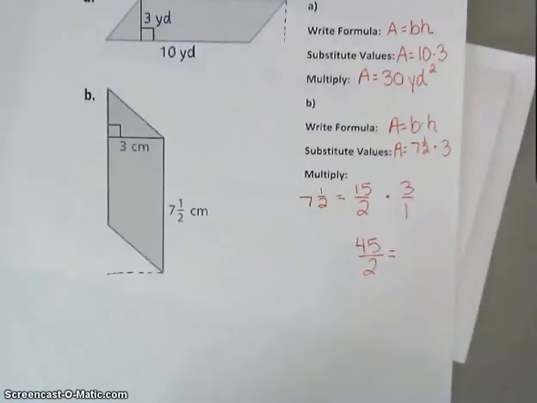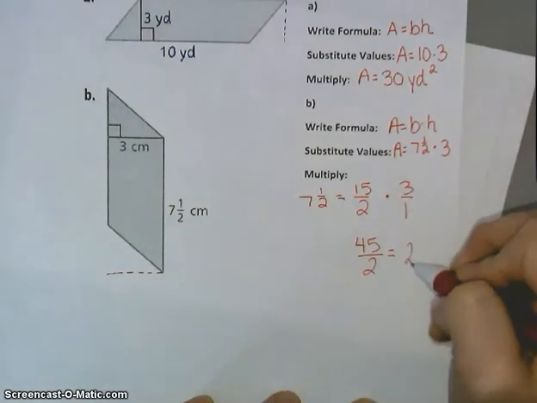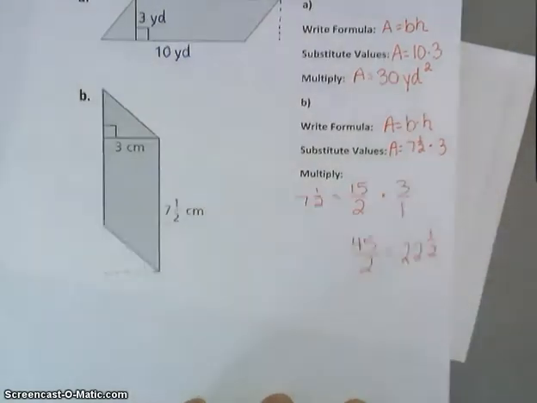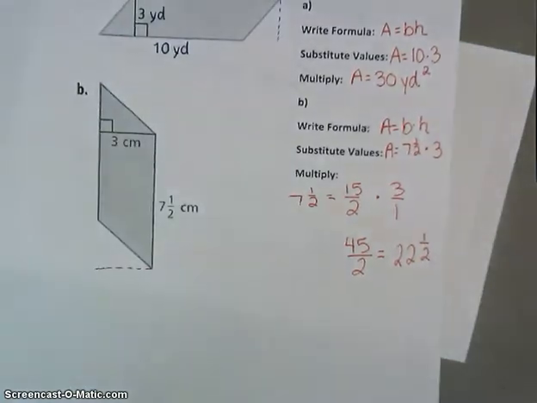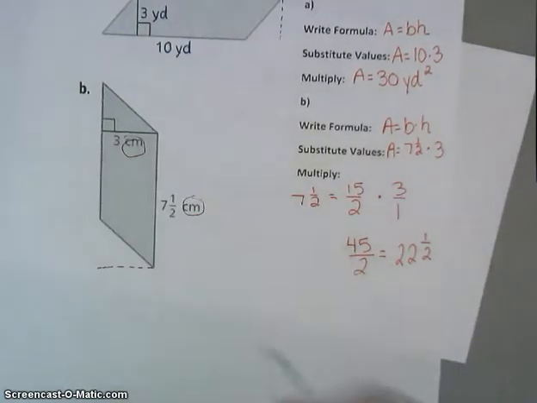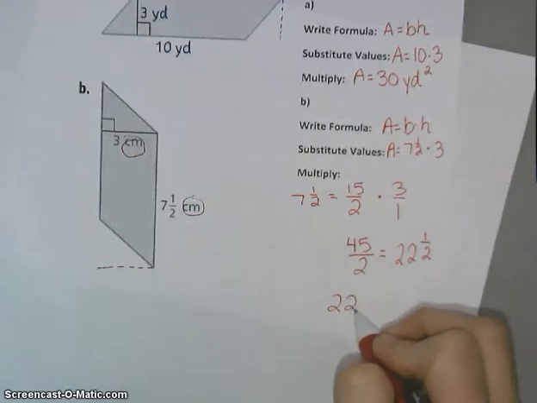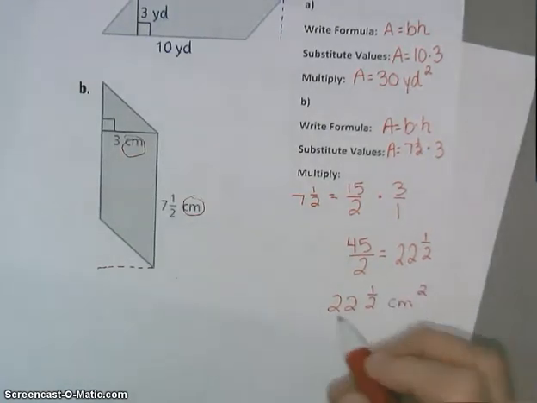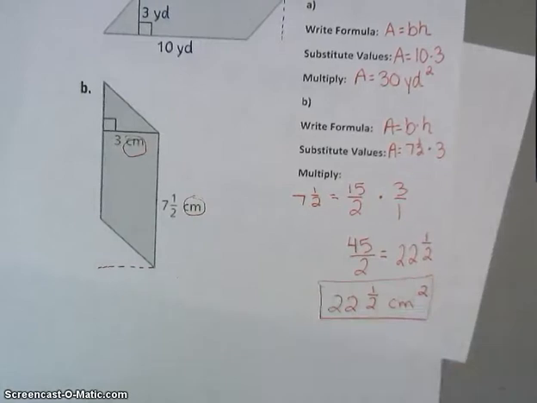And then to put that back into a mixed number, you ask yourself, well, how many times does 2 go into 45? And your answer is 22, and you have 1 left over. So 22.5, but remember, we have centimeters and centimeters. So my answer is 22.5 centimeters squared would be the area of that parallelogram.